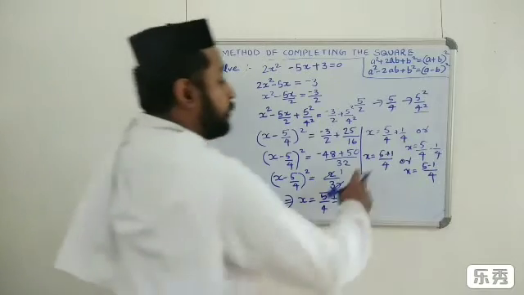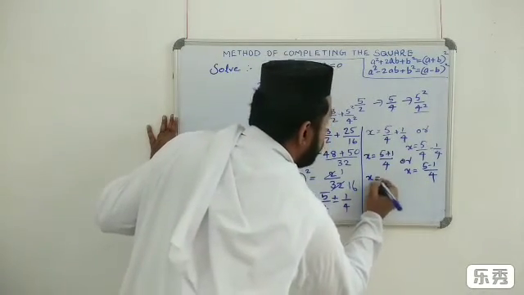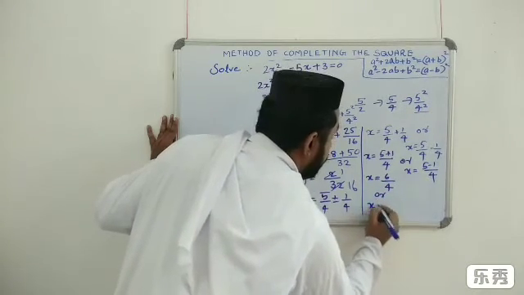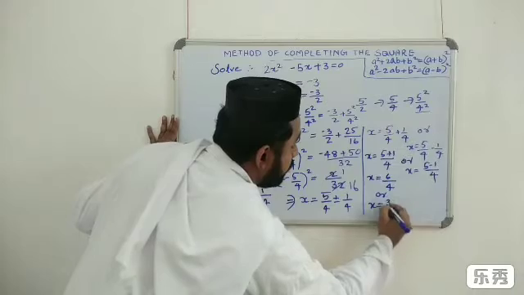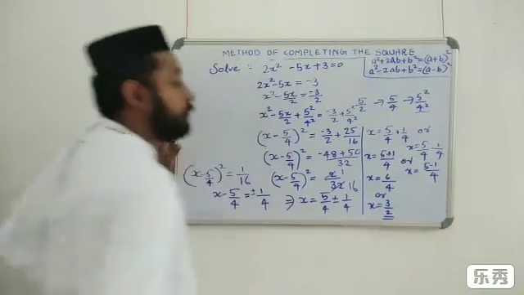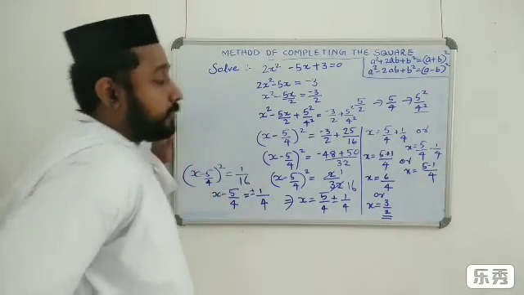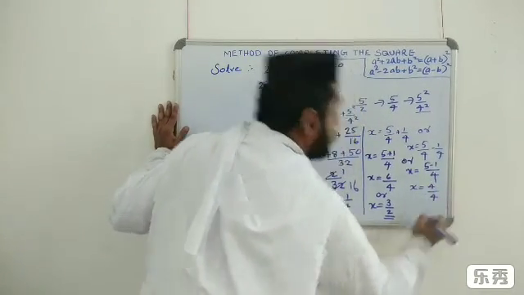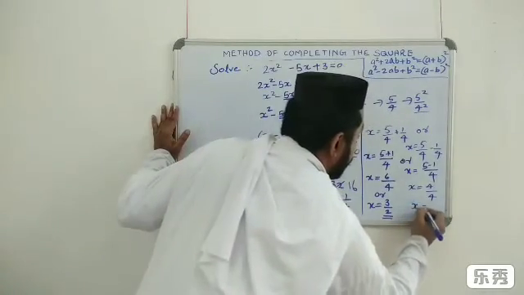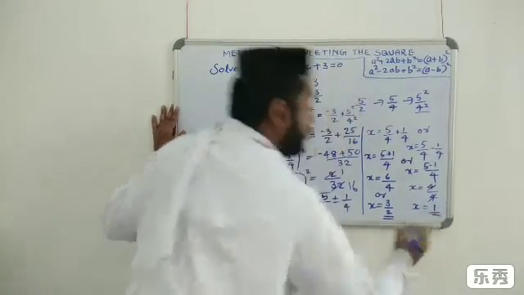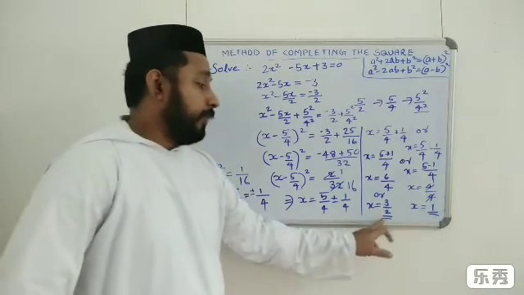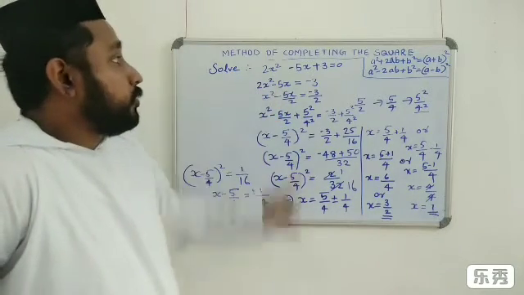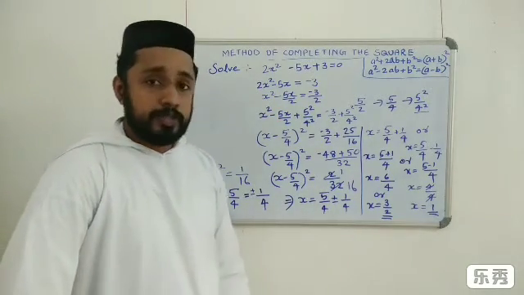x is equal to (5 plus 1)/4 means x is equal to 6/4. When we cut with 2, we will get 3/2. So we got one value, x is equal to 3/2. x is equal to (5 minus 1)/4 means x is equal to 4/4, which cancels to 1. So we got two values for x: x is equal to 3/2 and x is equal to 1. Therefore, 3/2 and 1 are the roots of this equation, 2x² − 5x + 3 = 0.